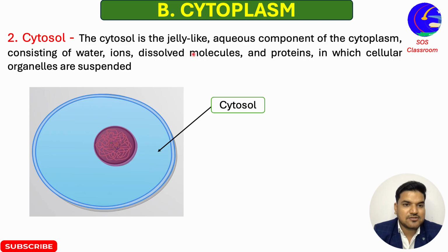So cytosol is also a jelly-like aqueous component of the cytoplasm, consisting of water, ions, dissolved molecules, and protein, in which the cellular organelles are suspended. So this is the nucleus and this is the plasma membrane, and all the remaining content is called cytosol, without the organelles.